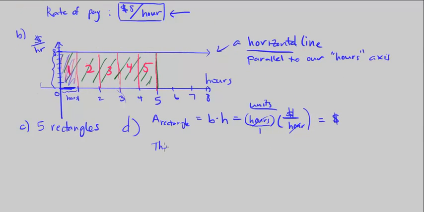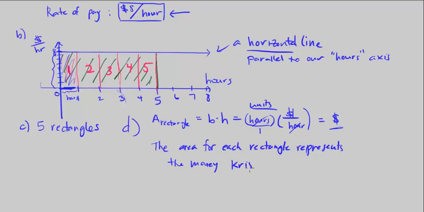So the area for each rectangle represents the money Christoph gets paid in that hour.